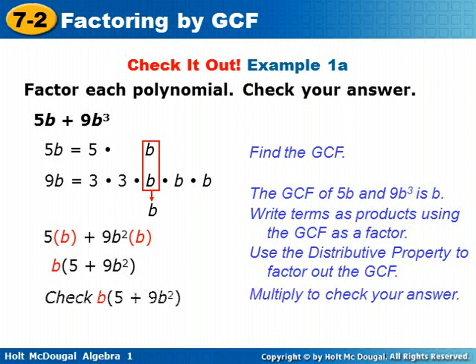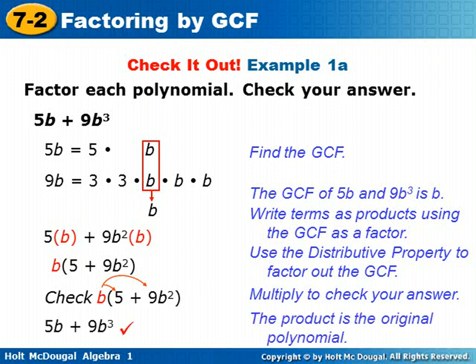And then to check our answer, we're going to multiply the b back in and make sure we get our original polynomial, 5b plus 9b to the third. So we know that we factored correctly.